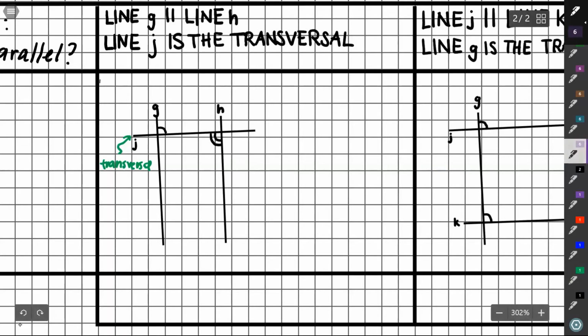So again, this is my purple angle and this is my blue angle. So I am inside of my parallel lines because I said G and H are my parallel lines, and opposite sides of my transversal, which I said was J. So that makes them alternate interior angles. And alternate interior angles have to be congruent.